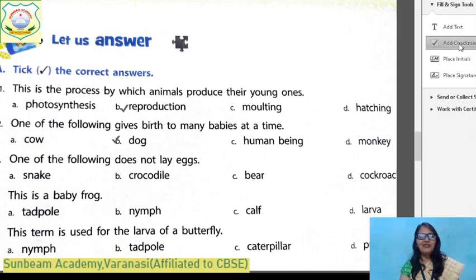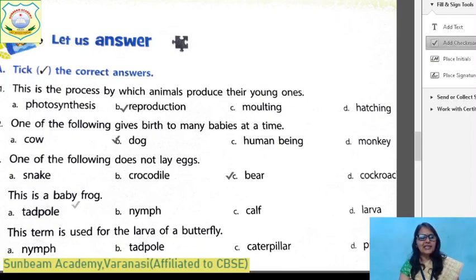Come to the third one. One of the following does not lay eggs. Which one does not lay eggs? A snake? Yes, it lays eggs. Crocodile? Yes, it lays eggs. Bear? It gives birth to babies. Bear does not lay eggs. So what is the right answer? Bear.